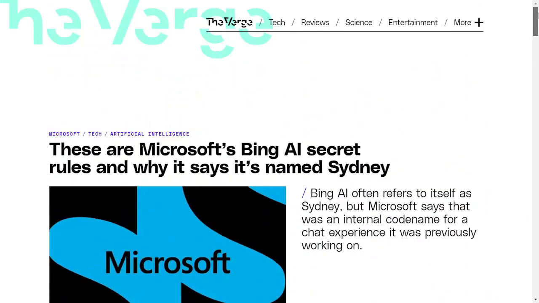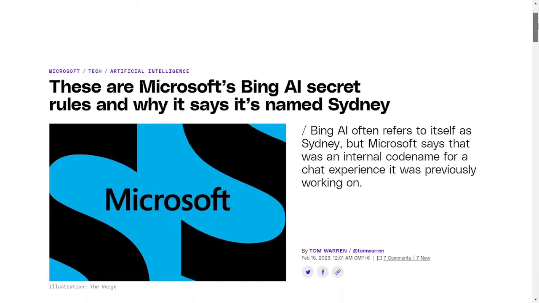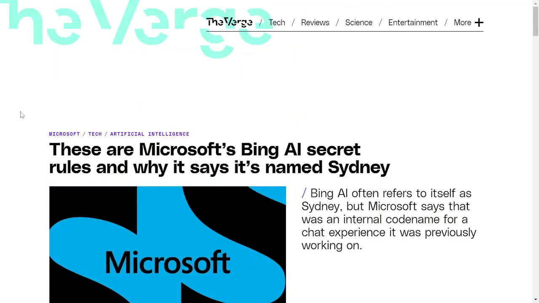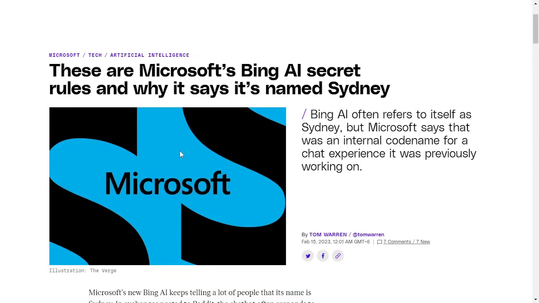You can read this thing. These are Microsoft Bing AI's secret rules and why it says its name is Sydney. You can read this news from The Verge to get some experience of prompt injection and prompt leaking, and how bad this can be if you cannot keep your internal data to yourself. I think knowing this was interesting for you and me also. So thanks for that.